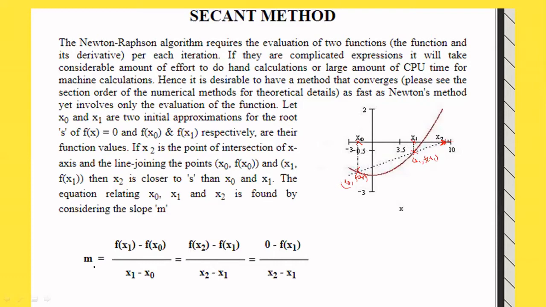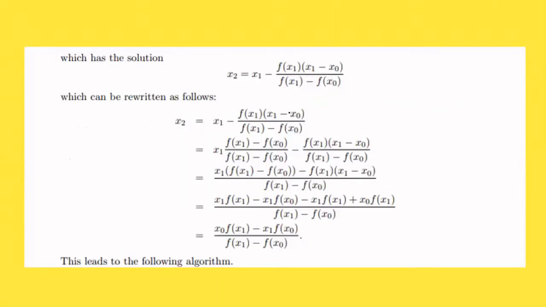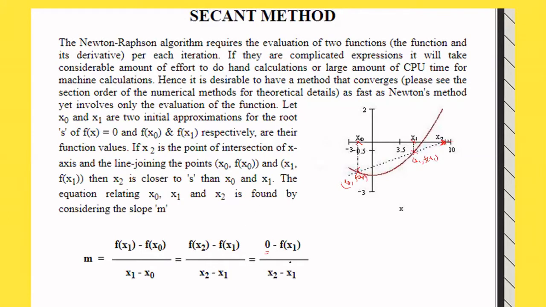So the slope m is equal to (f(x1) minus f(x0)) by (x1 minus x0), which is equal to (f(x2) minus f(x1)) by (x2 minus x1). Since x2 lies on the x-axis, f(x2) will become 0. See here, this is f(x2) is 0. So (f(x1) minus f(x0)) by (x1 minus x0) is equal to (0 minus f(x1)) by (x2 minus x1). From this we are finding the x2 value.